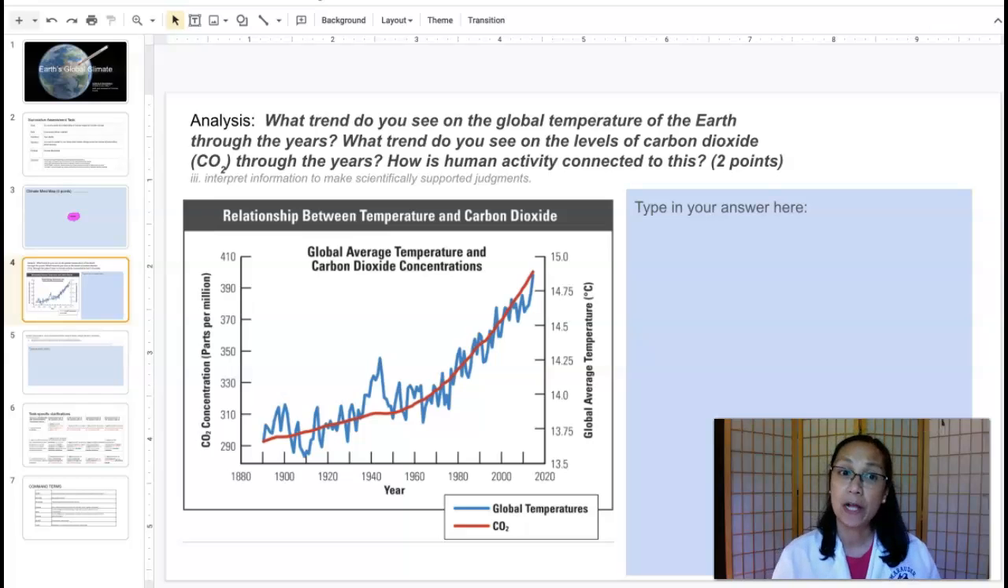This video is to help you with slide 4 of the Summative Earth's Changing Climate Criterion A. This is slide 4. There are 3 questions that you need to answer. The questions are, what trend do you see on the global temperature of the Earth through the years? And then what trend do you see on the levels of carbon dioxide or CO2 through the years? And then how is human activity connected to this?